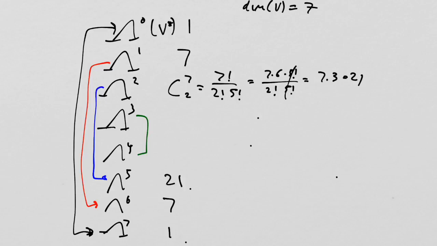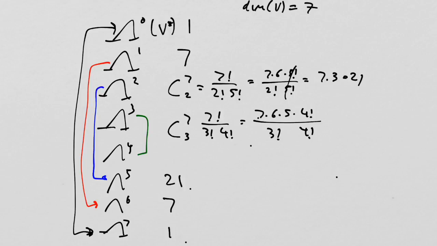And then these two in the middle will have 7 choose 3, which is going to be 7 factorial over 3 factorial times 4 factorial, which is 7 times 6 times 5 times 4 factorial divided by 4 factorial times 3 factorial, which equals 7 times 5, which is 35. Whew. So dimension 35.